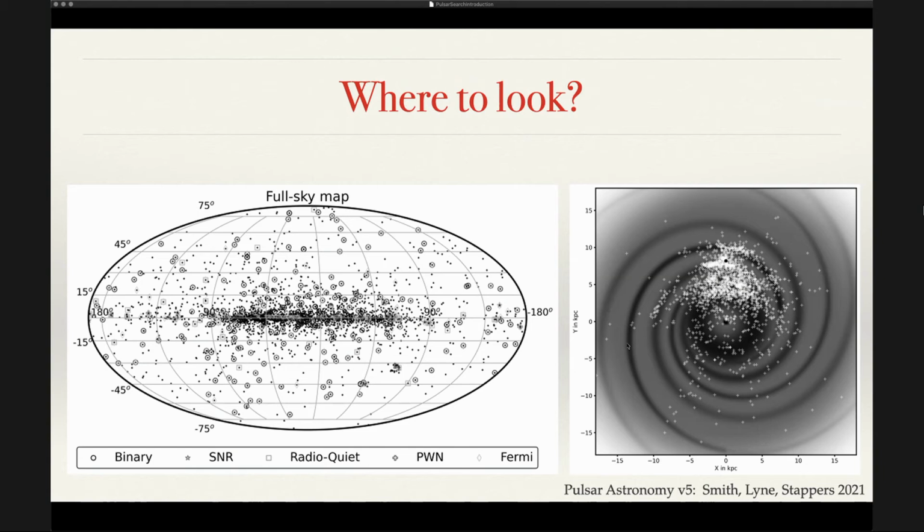If we look at the top-down view here, you can see a model of the spiral arms in our galaxy. The white crosses here are the locations of all of the known pulsars. The black circle up here is the location of the sun, and here is the center of our galaxy. You can see that the vast majority of the pulsars that we know about are in the nearby neighborhood or in this inner quadrant as we look towards the galactic center. So the question is, where do we go and look?